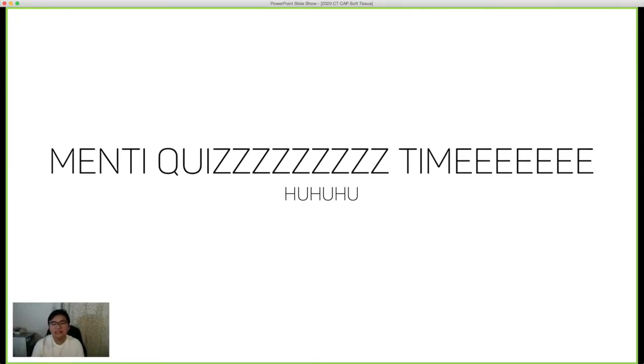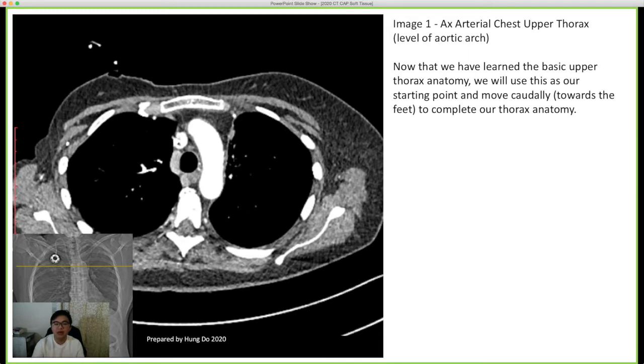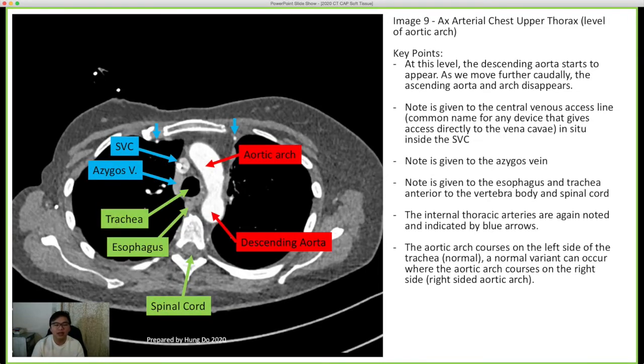Okay, so let's continue the presentation now. We're going to start at this position first. Again, this is my favorite position because you can see a sausage there. And we're going to move further towards the feet this time. So as we're moving down, you see all those lovely structures that we mentioned before: the esophagus, trachea, azygos vein, SVC, aortic arch, descending aorta, spinal cord. There's some little blue arrows at the top there.